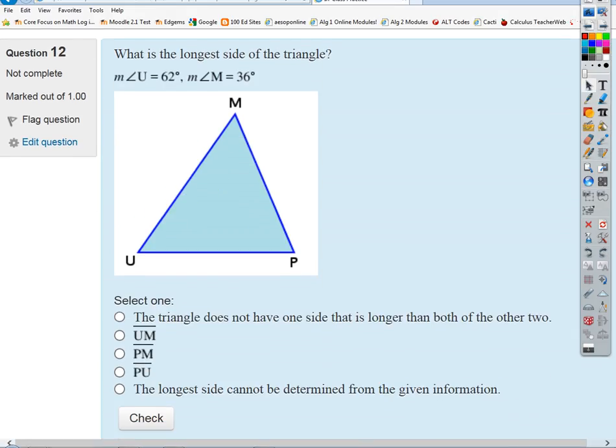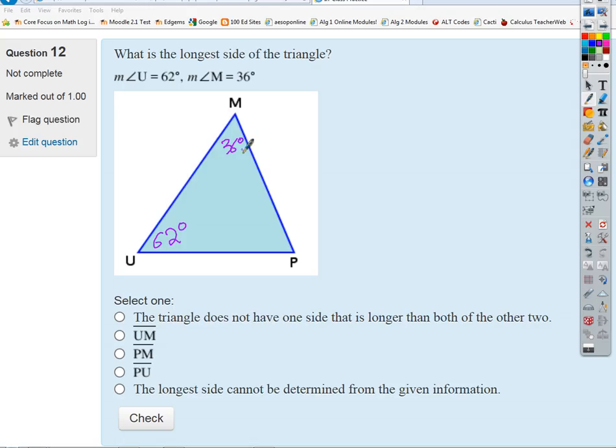Okay, so still 5. What's the longest side of the triangle? How do we know? Good, because big angles look at long sides. Small angles look at short sides, right? That's how we order it. So we know two of these angles. It tells us measure of angle U is 62 degrees, measure of angle M is 36 degrees.